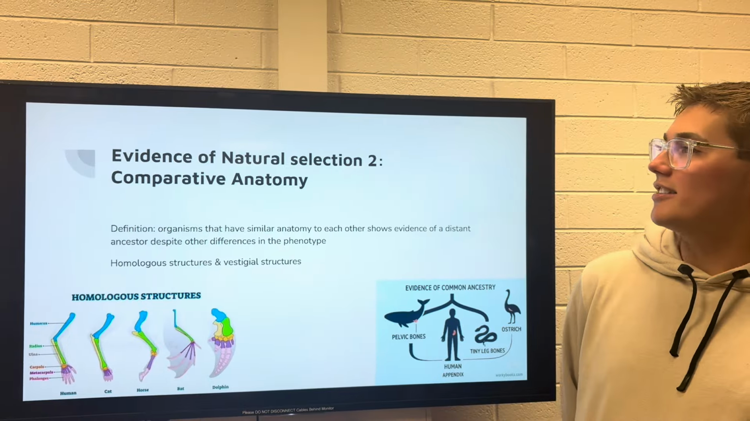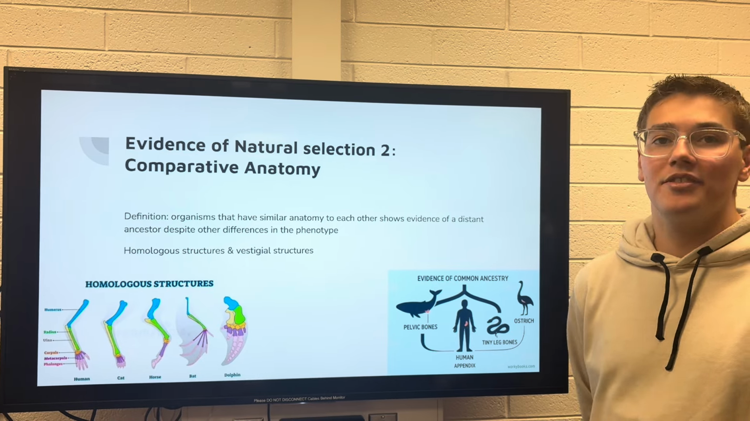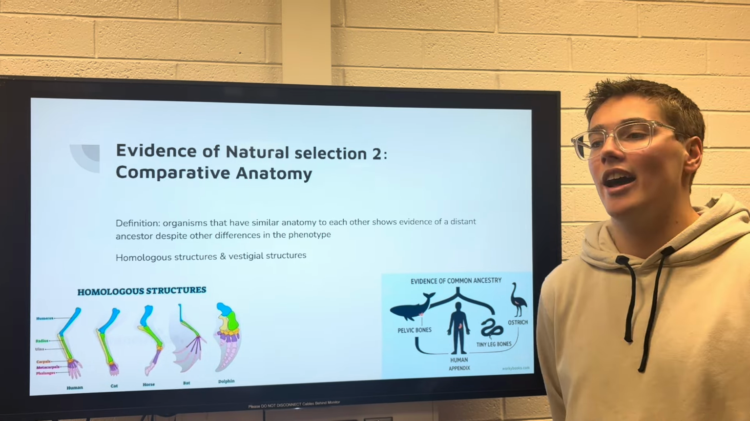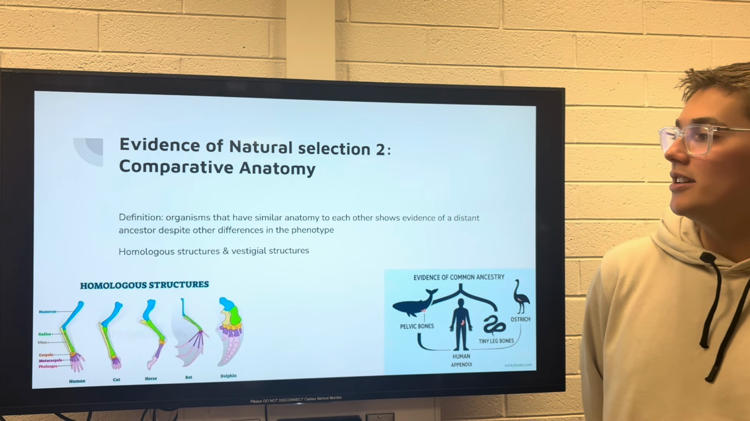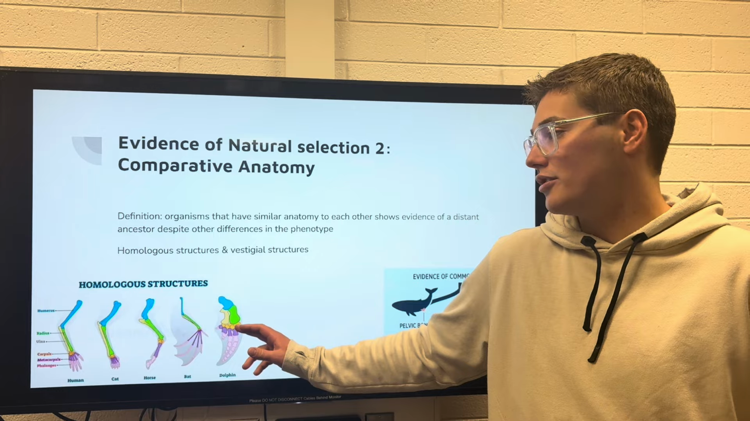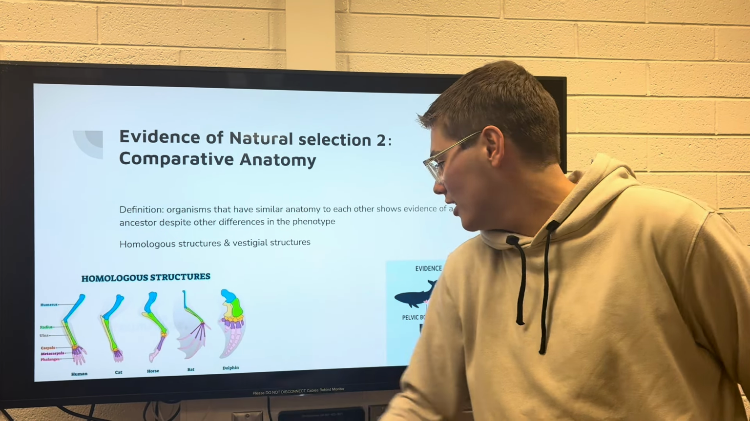The second evidence of natural selection is comparative anatomy, where organisms that have similar anatomy to each other show evidence of a common ancestor and therefore natural selection. An example of this is homologous structures, where each of these have similar bone structures, yet they very clearly have different purposes in a wing and a flipper and a hoof.